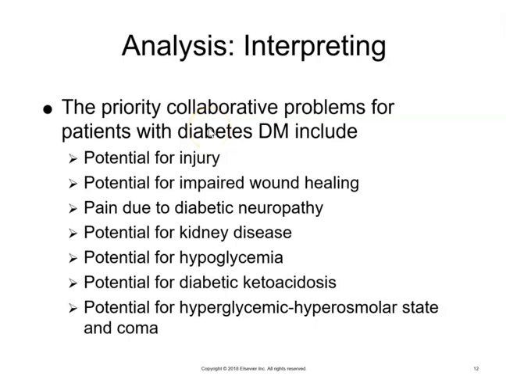So priority collaboration for clients with diabetes includes potential for injury, impaired wound healing, diabetic neuropathy, kidney disease, hypoglycemia, diabetic ketoacidosis, and hyperglycemic hyperosmolar state, and coma. So if you think about it, a lot of these are going to tie together, especially when you're talking about peripheral neuropathy. So many times these clients are unaware that they may have developed an injury on their feet because of the numbness.